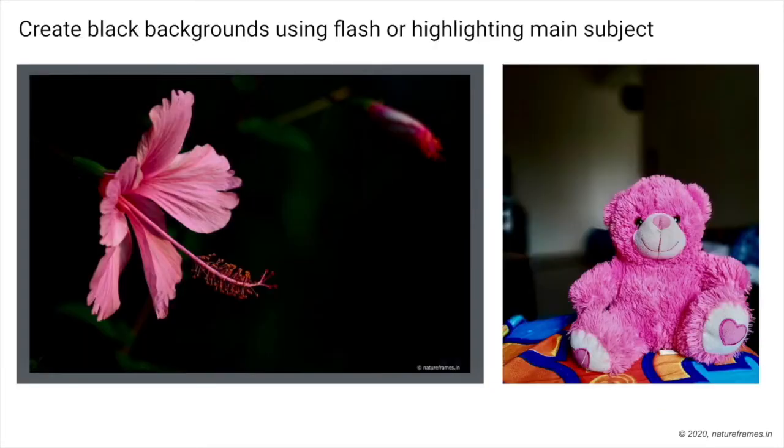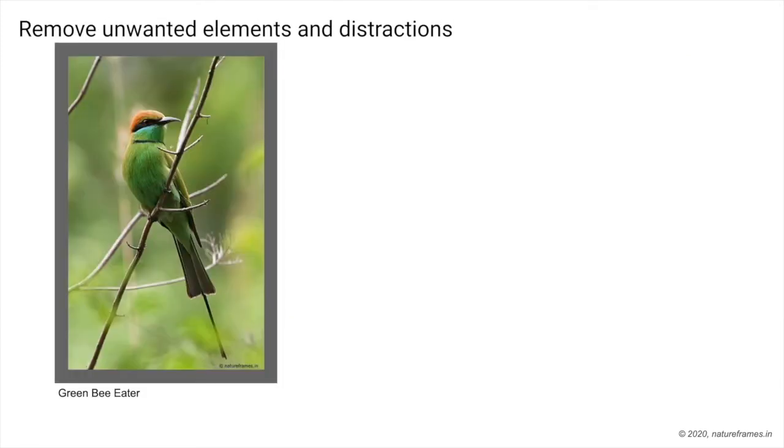Using a flash on the main point of interest or the subject, the flower and teddy bear are highlighted while the background is dark. This helps create a black background and works well for elevating the main subject of the image. Observe the picture of the bird, green bee eater.